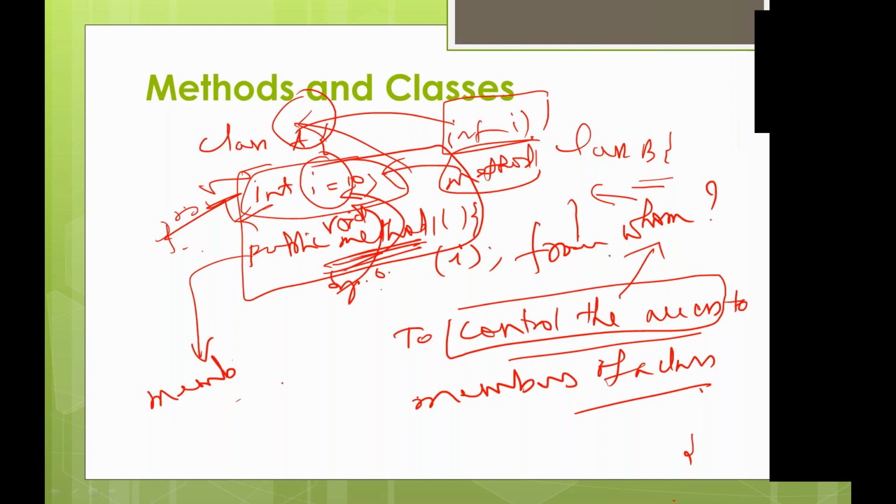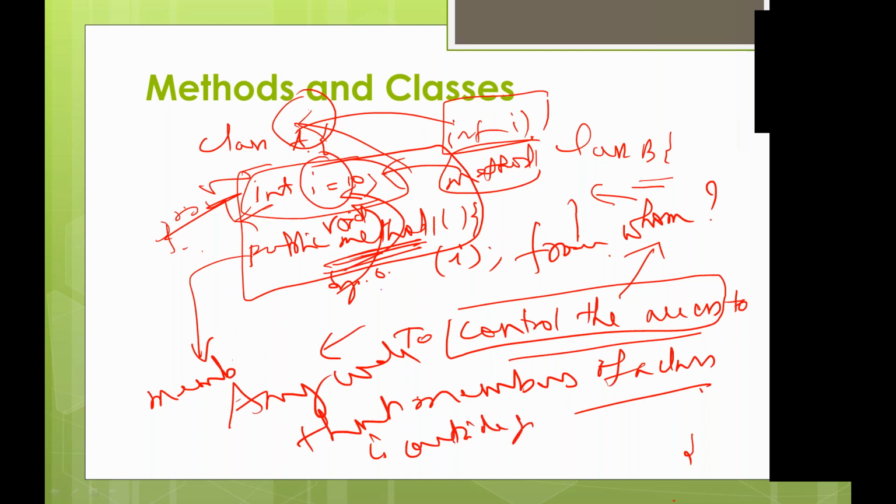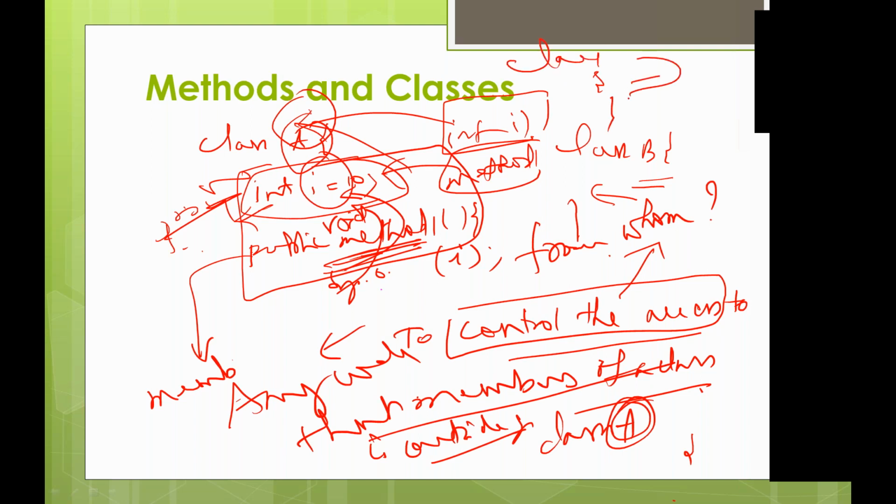From whom? Any code that is outside of this particular class, class A, if we have taken class A as the example. We know that in Java, any piece of code that you want to write has to be within your class. And whatever logic you want to put, whatever actions you want to take, will be inside your methods, right?